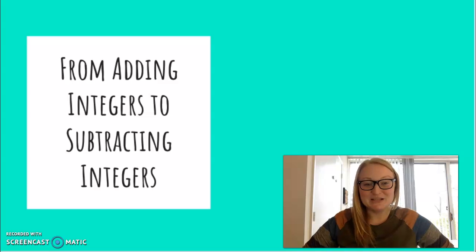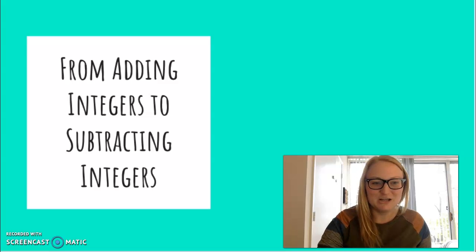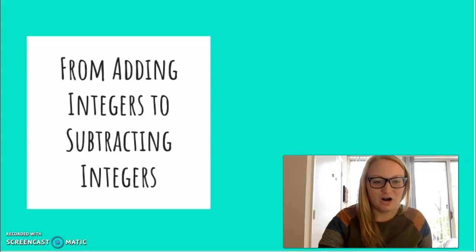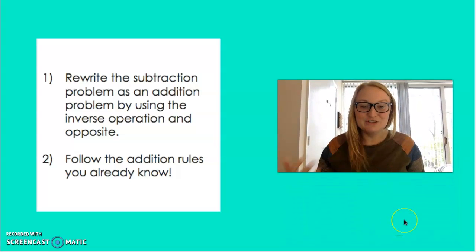Today, what we're going to do is look at a subtraction problem and figure out how to rewrite the subtraction problem as an addition problem. Then we can follow the same rules and the same steps that we have done with addition of integers. So that's why we spend 3 days on adding integers, because that's going to set a really strong groundwork for our work with subtraction. So when we are subtracting integers, we're going to rewrite the subtraction problem as an addition problem by using the inverse operation and opposites.